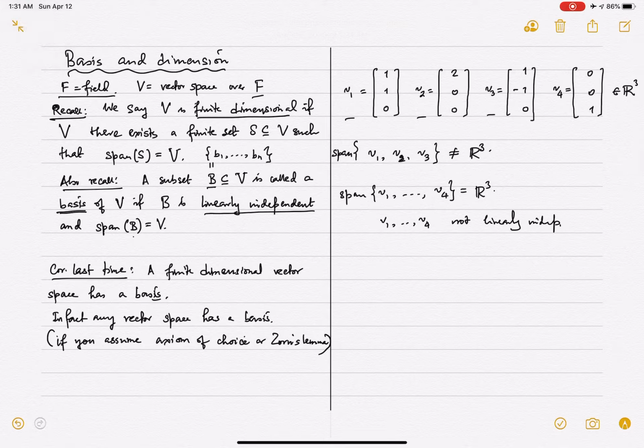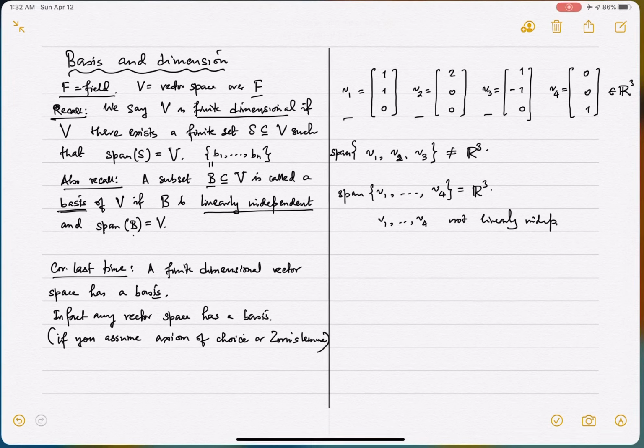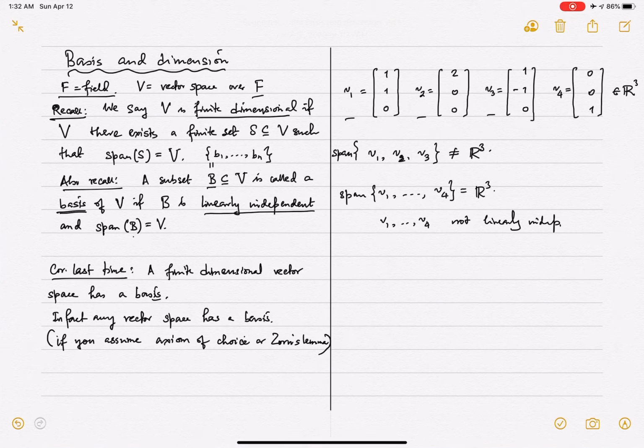You can check that you can write one of them in terms of the other 3, or you can find some non-trivial combination of the 4 that is 0. For example, if I add the first and the third, then I get 2, 0, 0, which is also v2, so this is 0. So this is 1 times v1 plus minus 1 times v2 plus 1 times v3 plus 0 times v4 is 0. Here is a non-trivial dependence relation between v1, v2, v3, v4, so they are not independent.